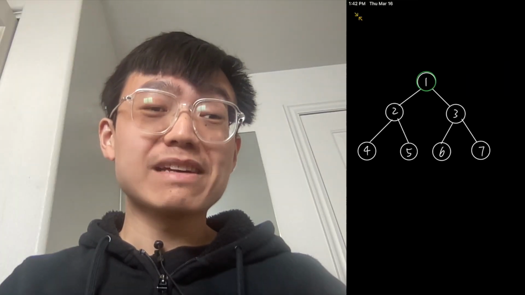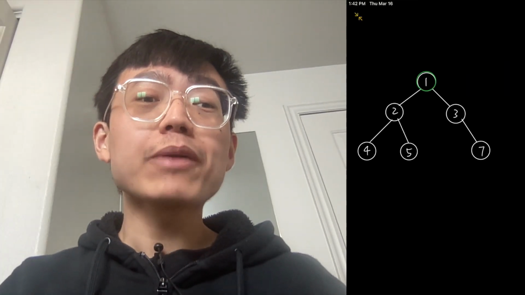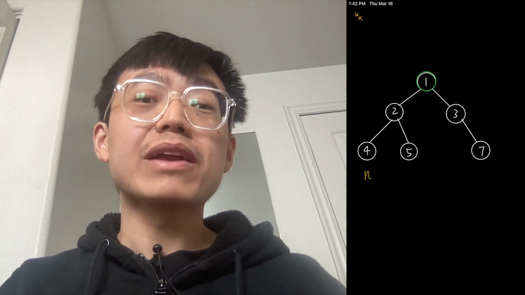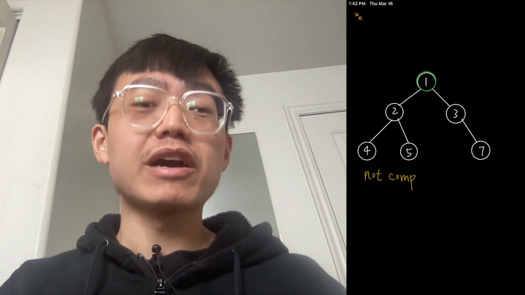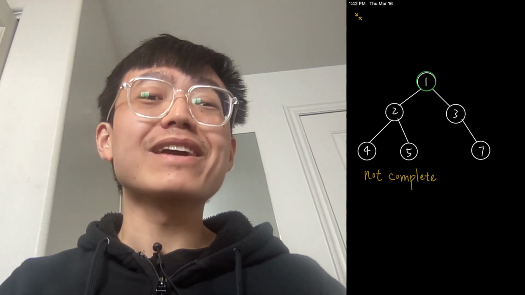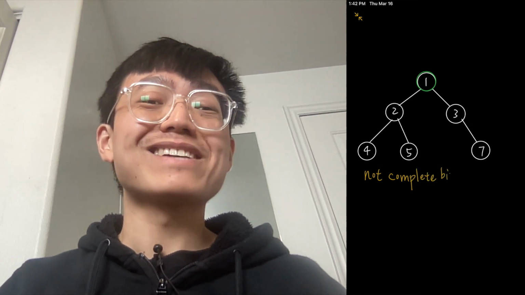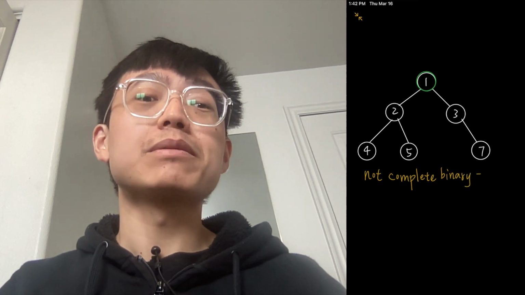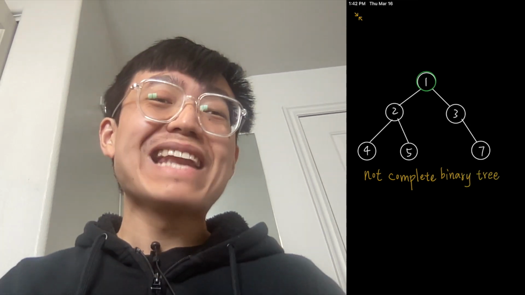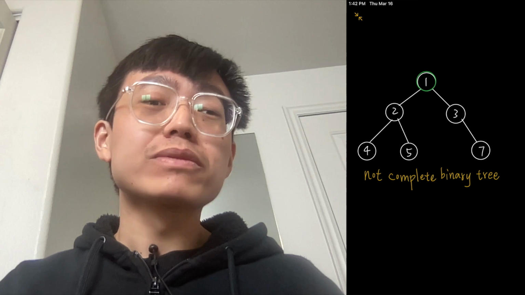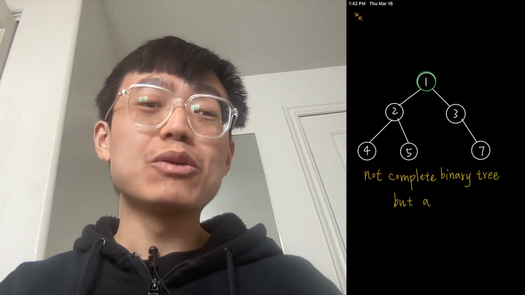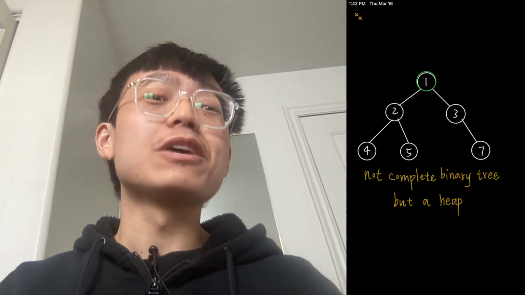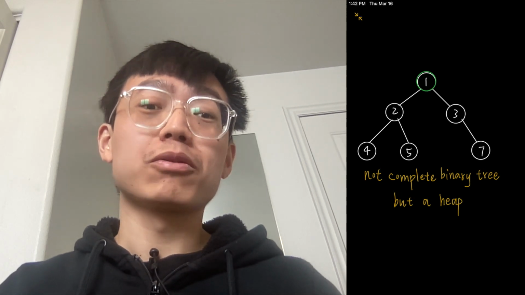Let's look at another example. In this tree, every parent node has a smaller value than its children. So this is an example of the minimal heap. However, this tree is not a complete binary tree because it doesn't meet the requirement that, except possibly the last level, every level is completely filled and all nodes are as far left as possible. In this example, the node with value 7 is not as far left as possible on its level.